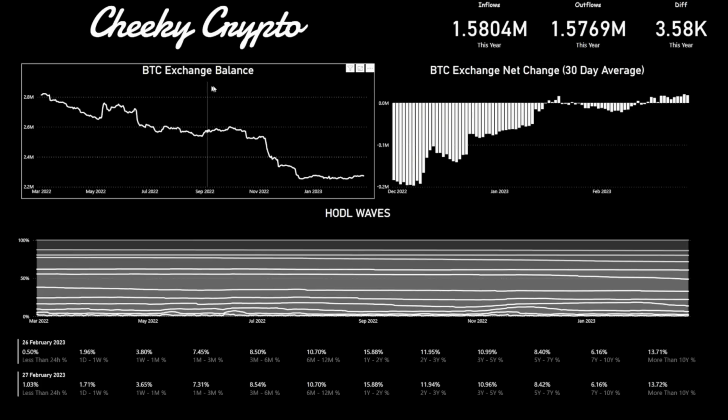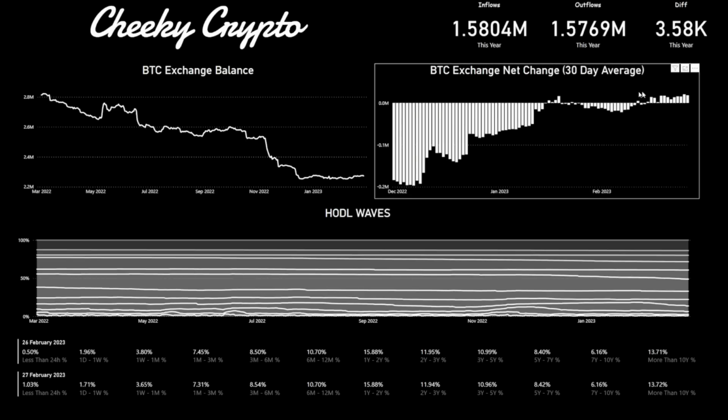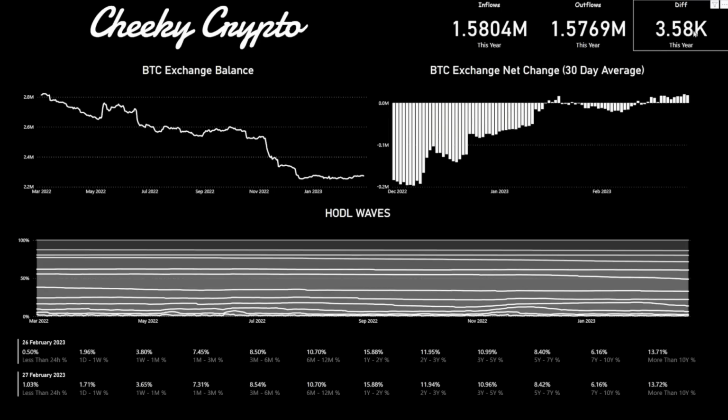This is also something that you can see with the Bitcoin balance of exchanges. You can see here that the supply has basically just been very neutral, just trading sideways. You can also see it here within the mid bar. Each one of these bars on this graph is a 30-day average of the difference between those two inflows and outflows.